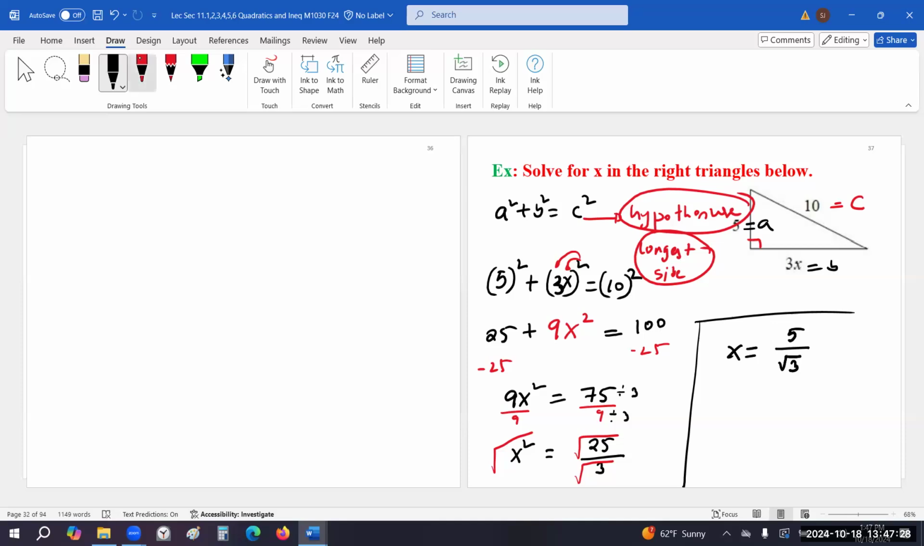So we go back to our rationalizing. We multiply by what, so that the root in the denominator vanishes? Square root of 3.